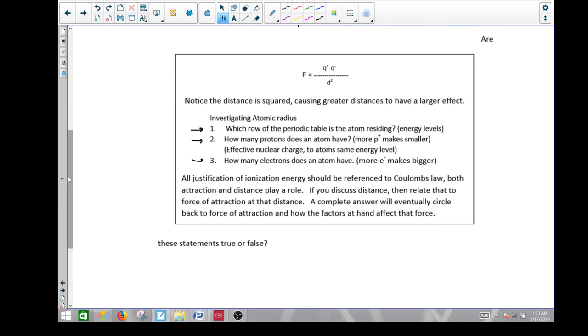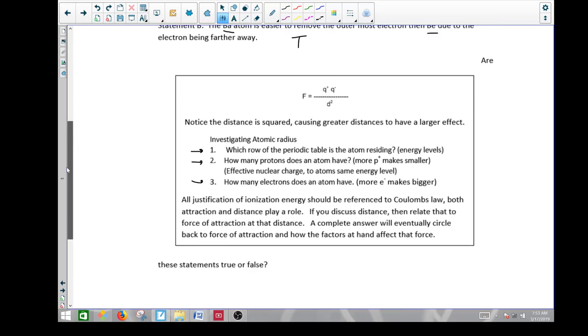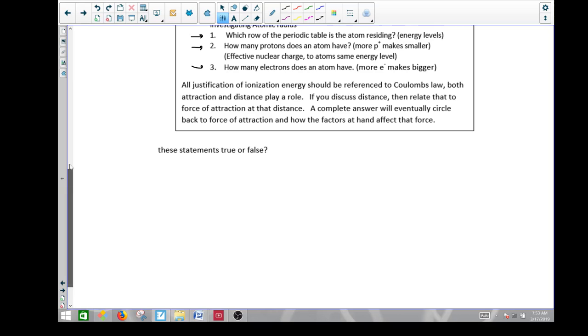Are these statements true or false? Okay, so that's referring back, I believe, to statement A and statement B. All right, looks like that's all we got on this page.